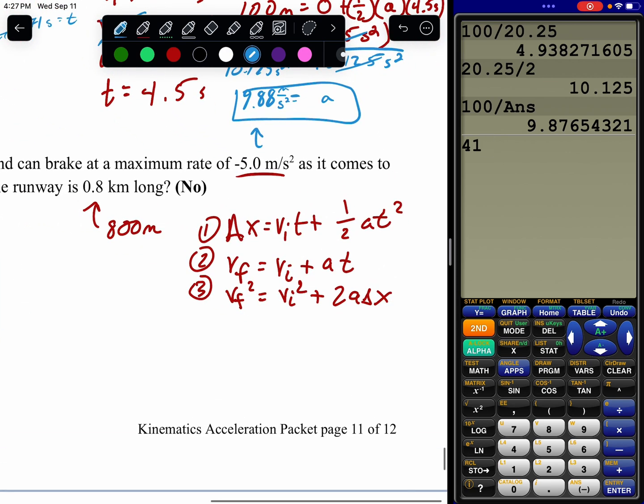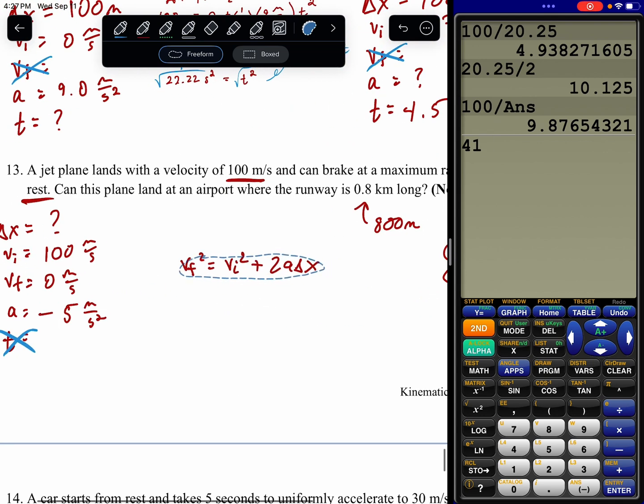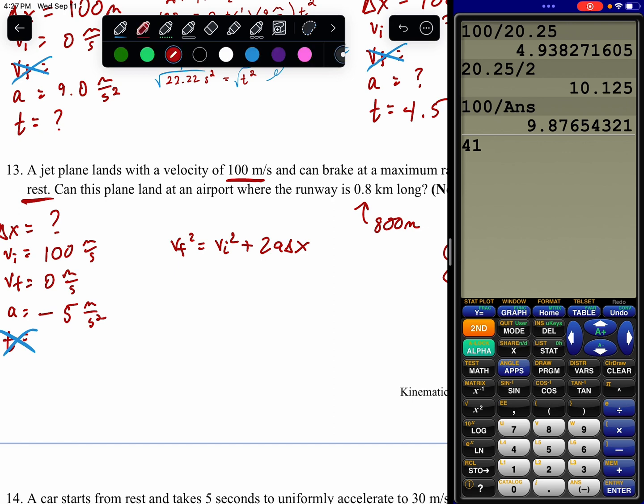That is the third equation down here. Equation number 3. No time. The other two have time here, here, and here. So let's go ahead and lasso that. Bring it over here. And let's solve for delta x. And let's see if it's bigger or smaller than 800 meters.